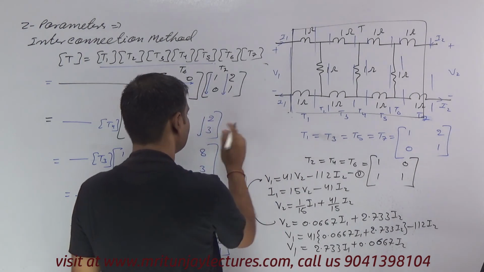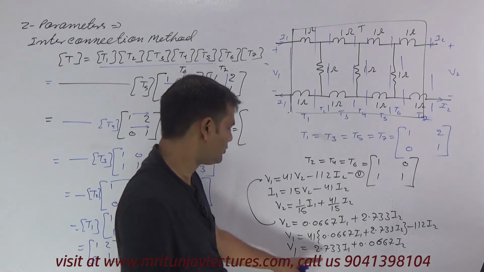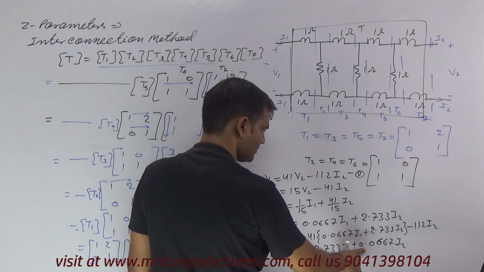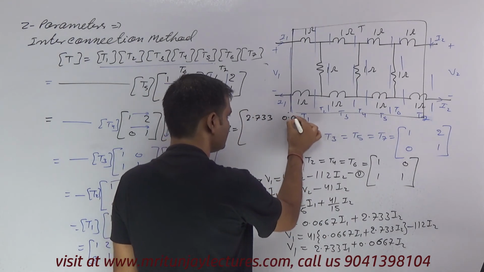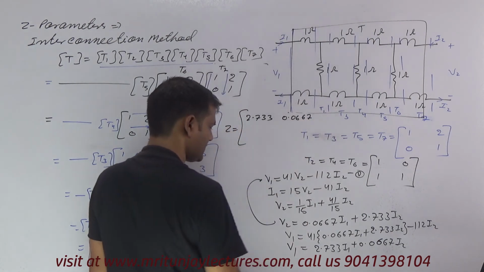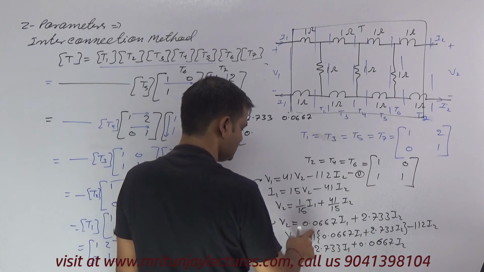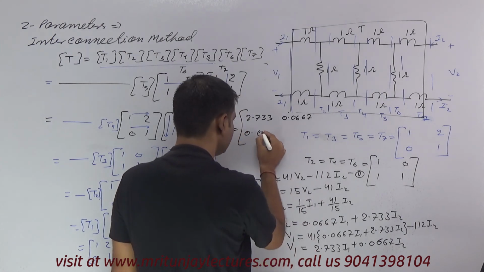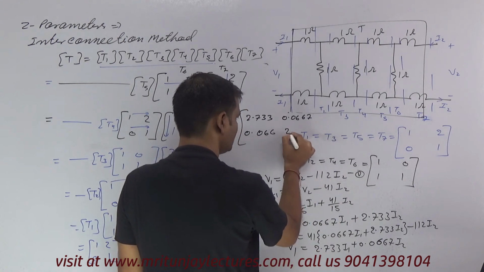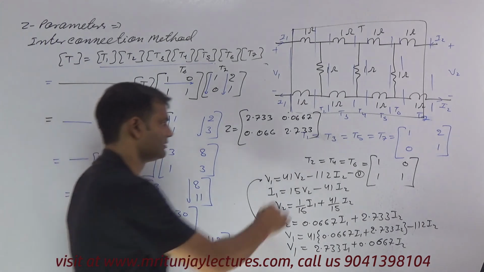So finally, what about Z parameter? What about Z11? 2.733, and Z12 is 0.0667, and Z21 is 0.0667 and Z22 is 2.733. This is the final answer in ohm.